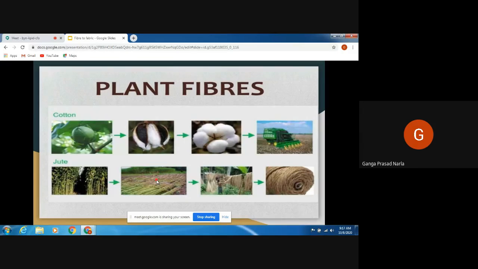Very good. Very good. So all of you communicate in chat box. Students, communicate in chat box.